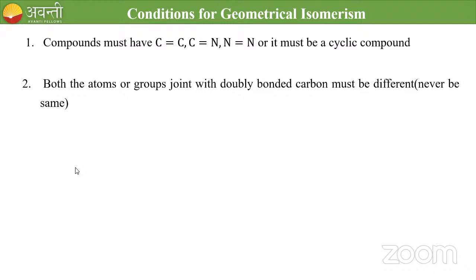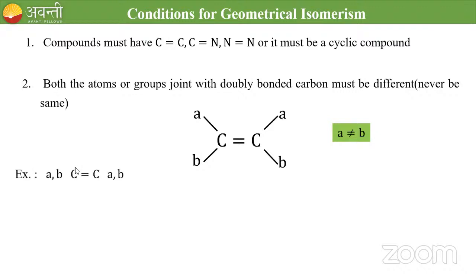So let me show you. We have four groups attached to the carbon-carbon double bond, right? At least two groups or two atoms must be different. Then only does geometrical isomerism exist in that compound. So at least two should be different, so A should not be equal to B. For example, a carbon-carbon double bond attached with AA and BB.